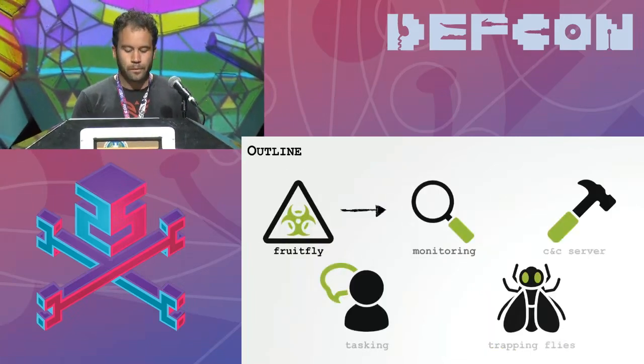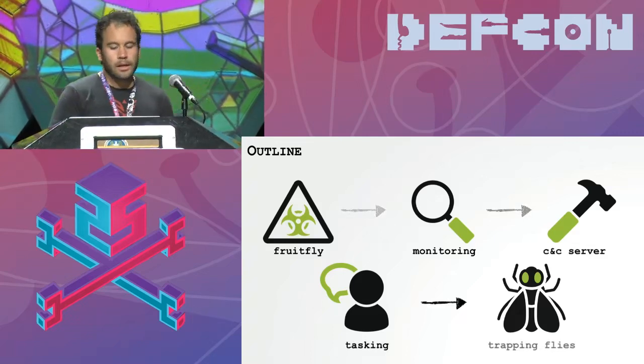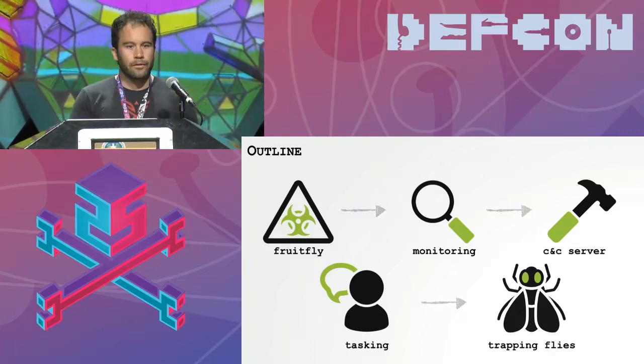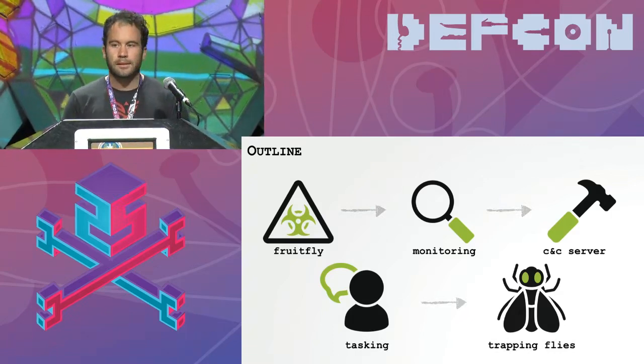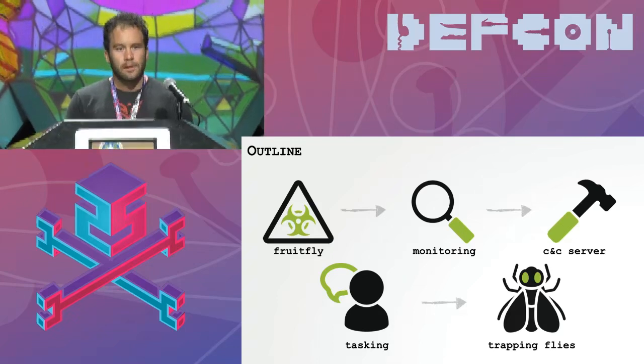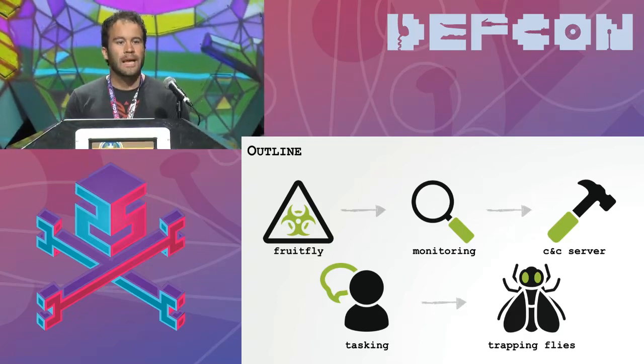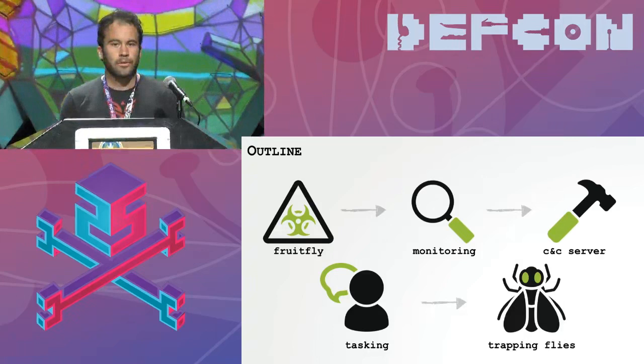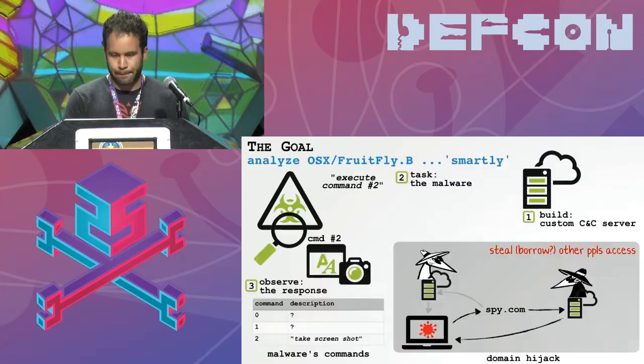Today we're going to start by looking at an interesting piece of malware called FruitFly, and we're then going to talk about some monitoring tools and capabilities I wrote for Mac OS. Then how I built a custom command and control server. Following this, how I then use that server to task the malware in order for it to reveal its capabilities to me. And then finally, what happened when I put this command and control server on the internet.